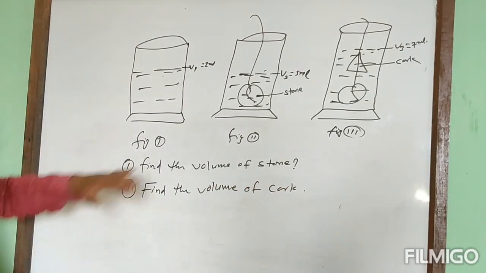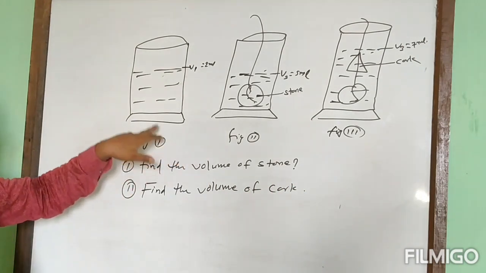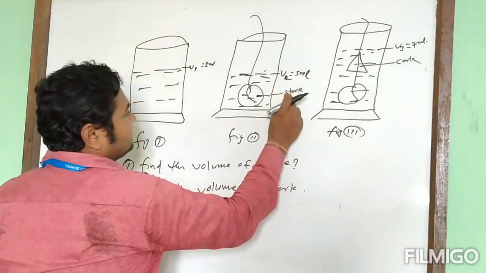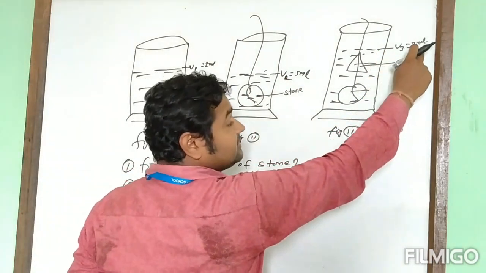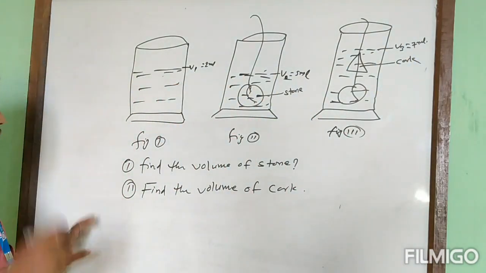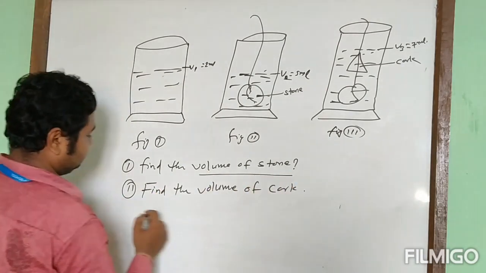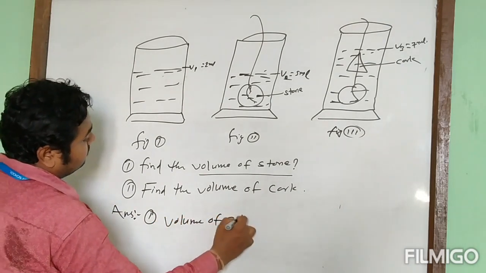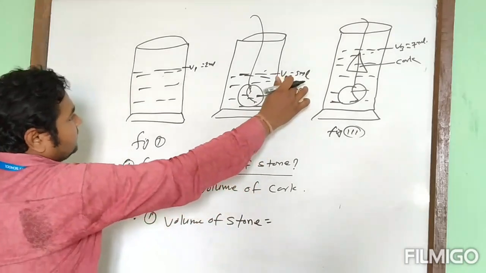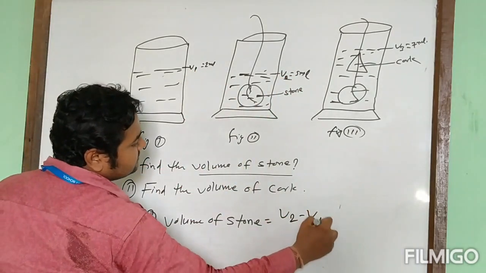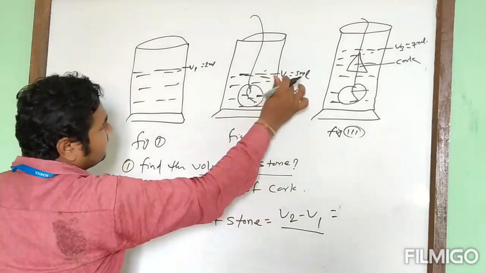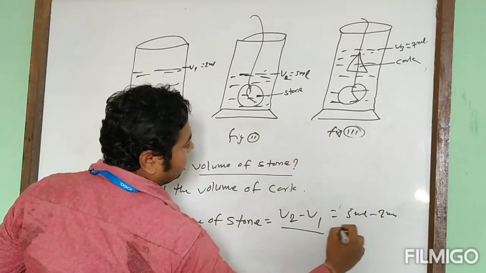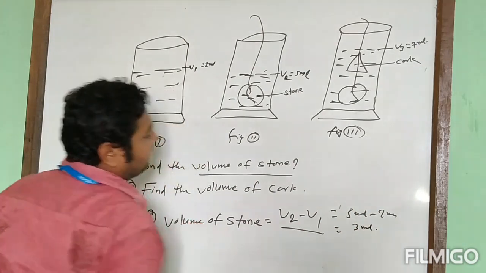Then what will we do? So there are three figures. One is V1, that is 2 ml. Two is V2, that is 5 ml, and another is V3, 7 ml. So we are calculating the volume of stone. Then what we have to do? V2 minus V1. V2 is 5 ml minus 2 ml. It means its answer is 3 ml.